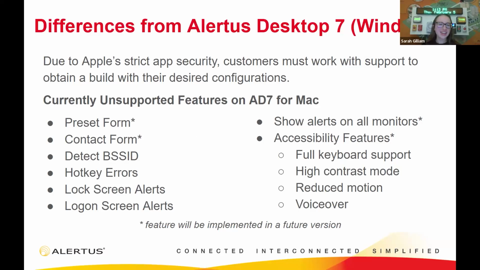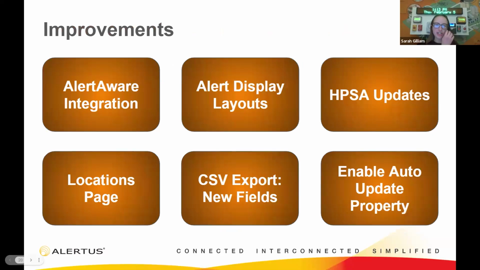Awesome. Thank you, Brooke. So in this next section, we're going to focus on several key improvements and enhancements across the Alertus system. This section will cover updates to our AlertAware integration, new alert display layouts, HPSA updates, enhancements to the locations page, new fields for CSV exports, and a new property for enabling auto updates for Wi-Fi panic buttons.